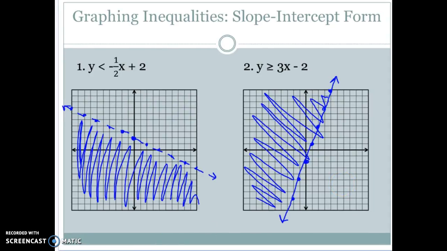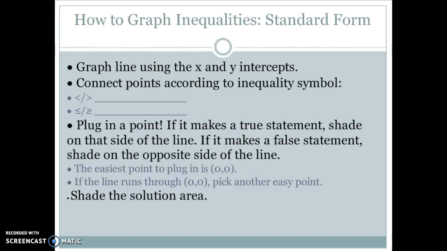If you have an inequality that's in standard form, we're kind of skipping over point-slope, because point-slope we can very easily make slope-intercept form by just adding over that other y value. But standard form, you don't have to change it. We can still graph it in standard form.